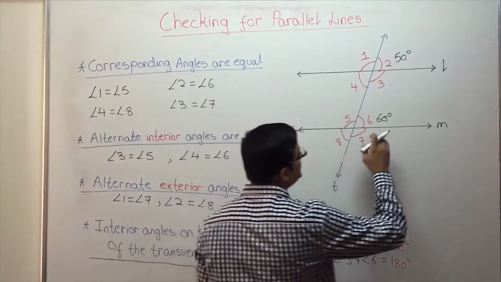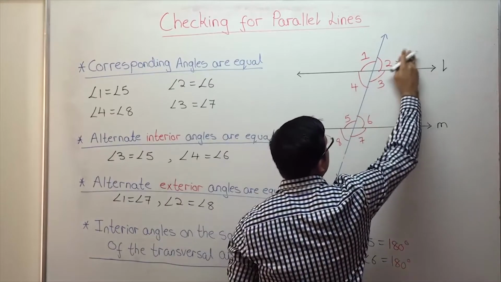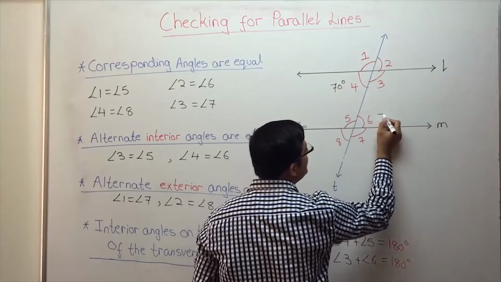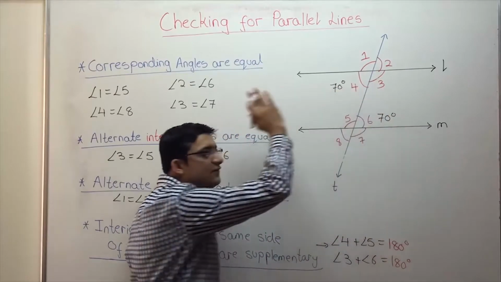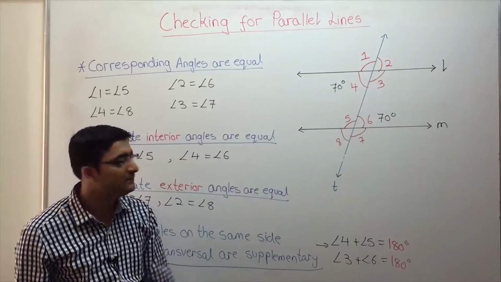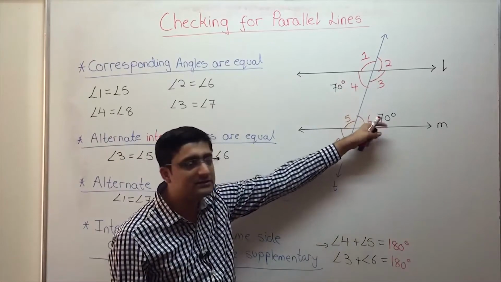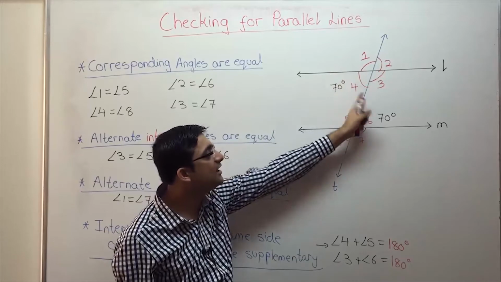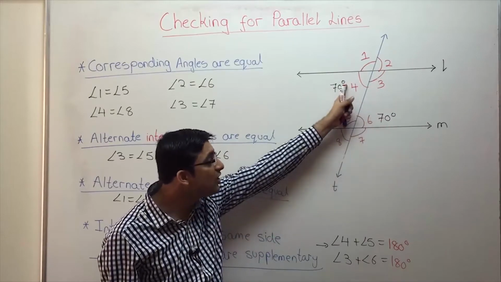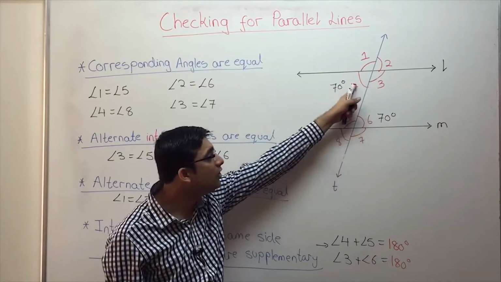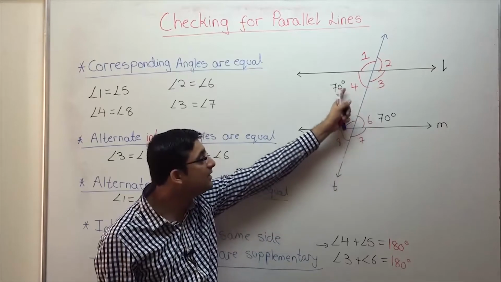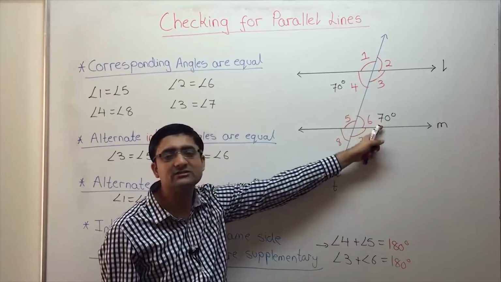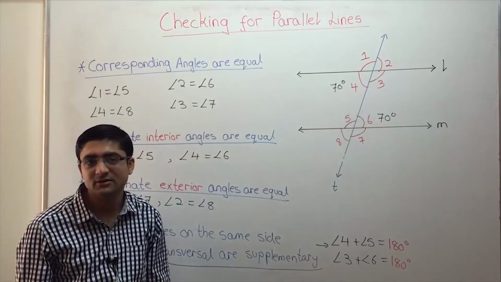Similarly, let me take another example. Let's say I give you angle 4 is 70 degrees and angle 6 is 70 degrees. So I've just given you these two angles. Tell me, are the lines parallel? First of all, what are angle 4 and angle 6? They are between the two lines, so they're interior angles. One is on the left side, the other on the right side of the transversal. So they are alternate interior angles. Now alternate interior angles over here are equal. Since alternate interior angles are equal, therefore the lines are parallel, right?